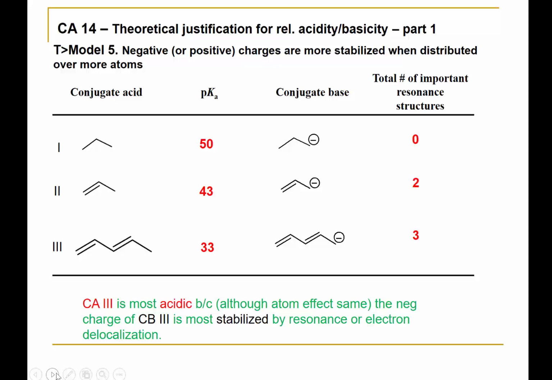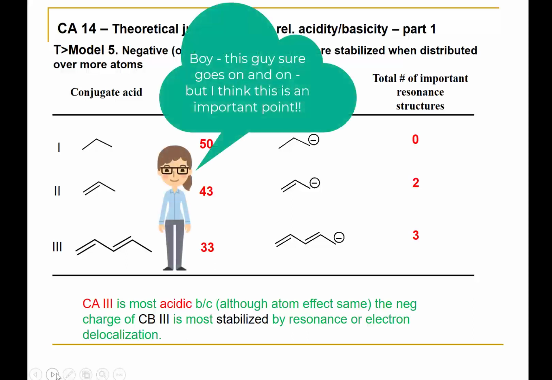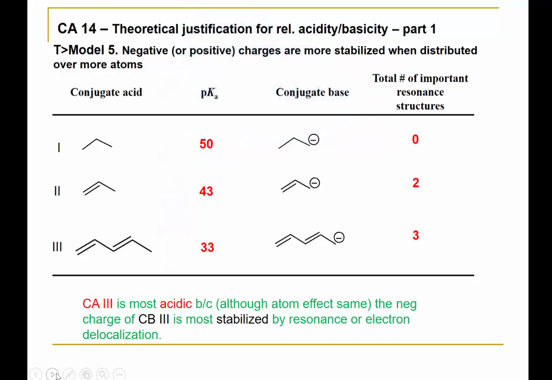The word it there would actually refer to the conjugate acid. So we're saying something like conjugate acid 3 is the most acidic because it's more stabilized, which makes no sense. If something's stabilized, it isn't going to be more acidic. So it's very important that you specify what is it that's more stabilized. In this case, it's the conjugate base 3 that's more stabilized, and therefore its corresponding conjugate acid is more acidic.